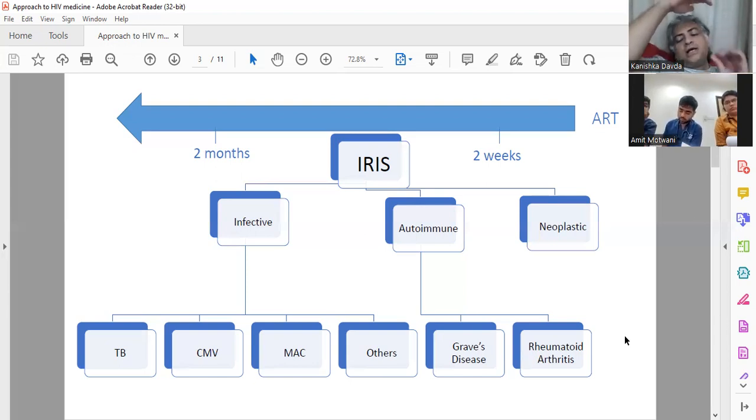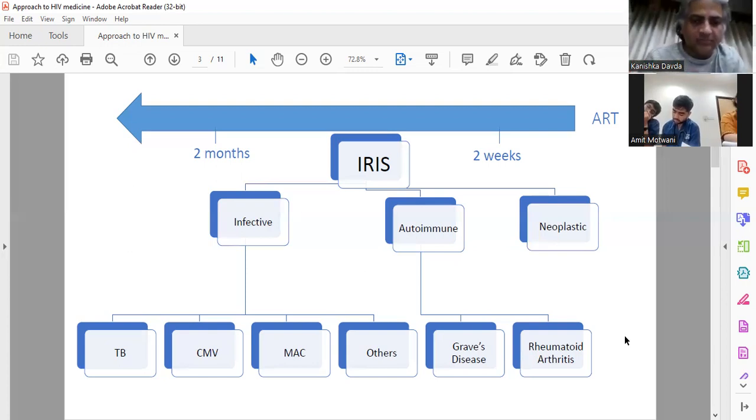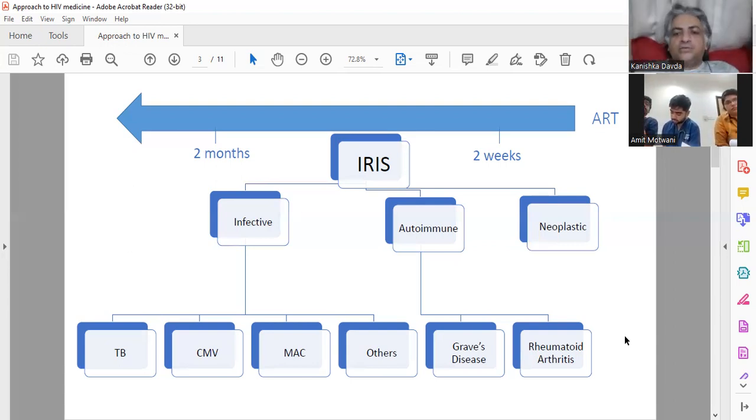So generally, IRIS will happen in the first 2 weeks to first 2 months after you start the ART. Right. Beyond 2 months is a little rarer, but possible. Generally, it will be between 2 weeks to 2 months. After 2 months generally there is not much trouble.